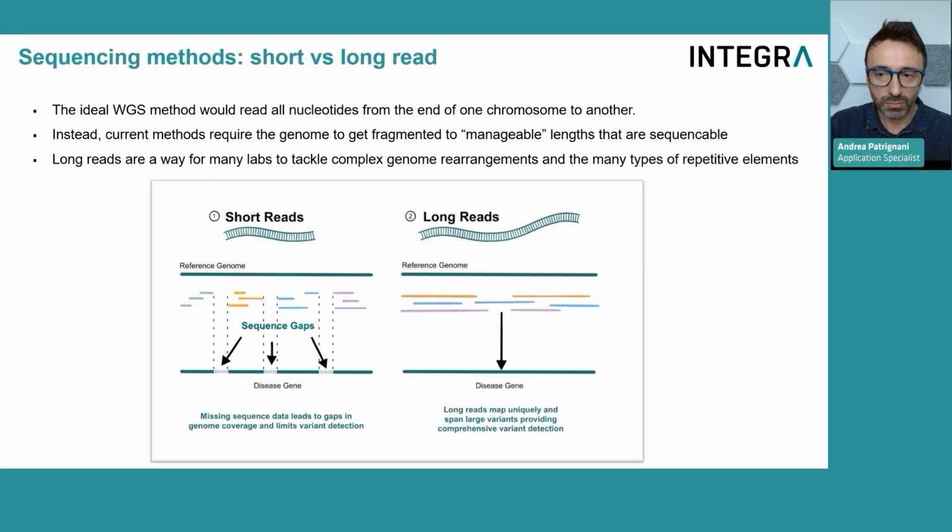As illustrated in the image, in the context of disease gene discovery, short reads tile next to each other as we match them to a reference genome. However, they may result in producing gaps and some missing information. In contrast, long read sequencing minimizes these gaps by increasing the likelihood of overlap between longer fragments. Long reads offer a solution for labs dealing with complex genome rearrangements and various types of repetitive elements.